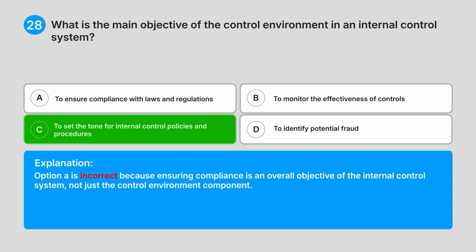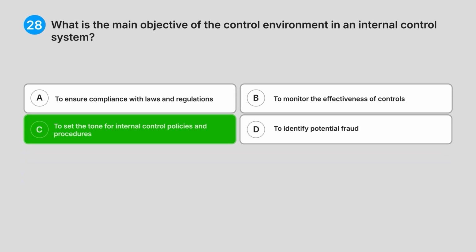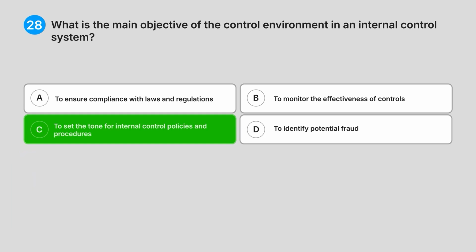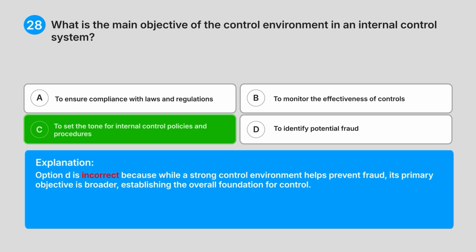Option A is incorrect because ensuring compliance is an overall objective of the internal control system, not just the control environment component. Option B is incorrect because monitoring the effectiveness of controls is a separate, distinct component of the internal control framework. Option D is incorrect because while a strong control environment helps prevent fraud, its primary objective is broader, establishing the overall foundation for control.